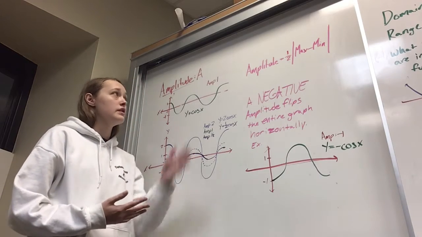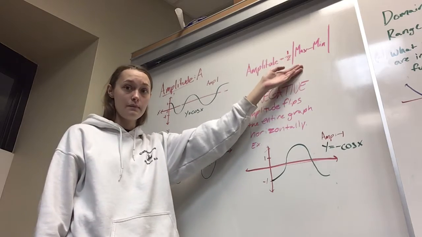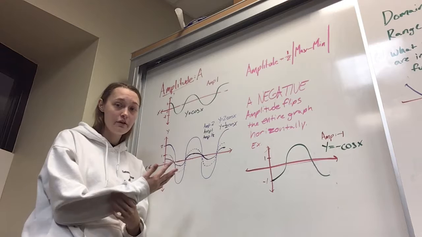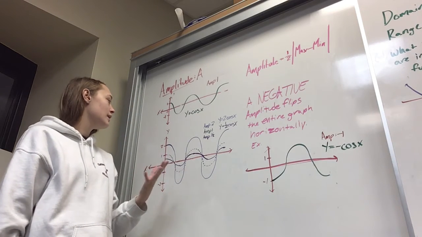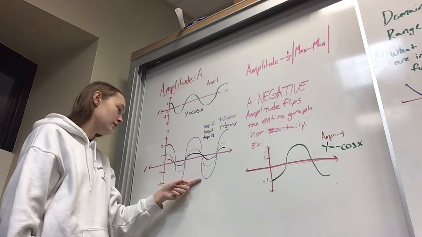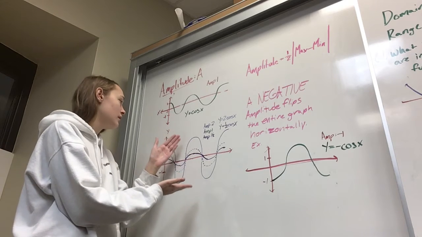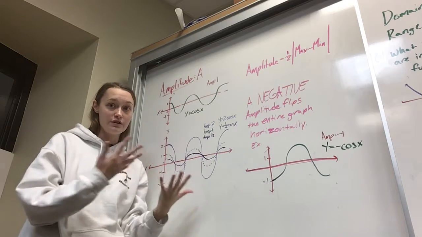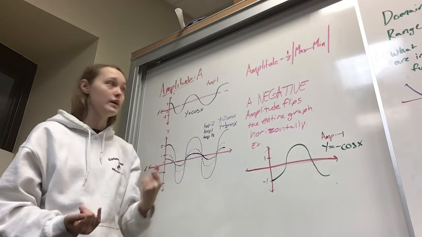There's a formula to find amplitude as well, and it's 1/2 times max minus min. The maximum of a graph is the highest point of the graph, and the minimum of a graph is the lowest point of the graph. So say we have the highest point right here, which is 2, and the lowest point right here, which is -2 for this stretched out graph. Then we have 2 minus -2, which is 4, and half of 4 is 2. So we find that the amplitude is 2, and it works with the equation.